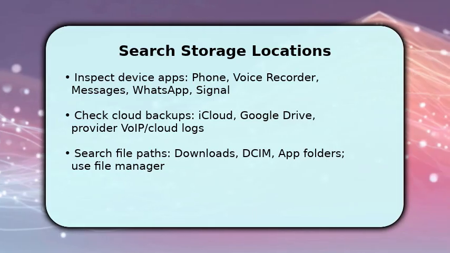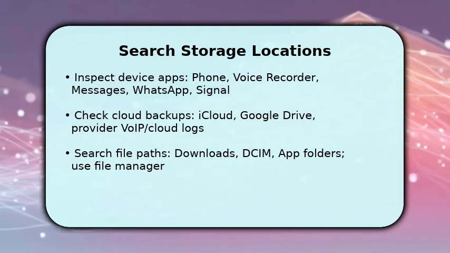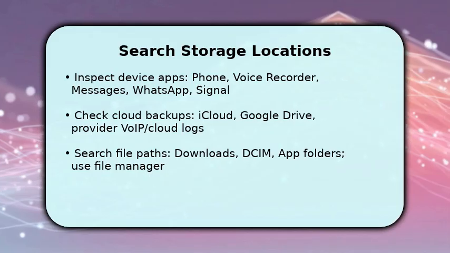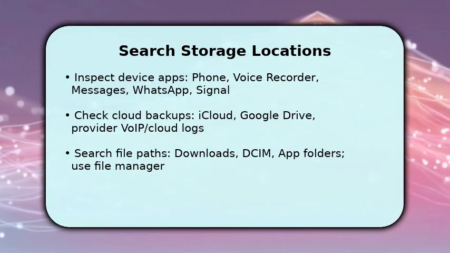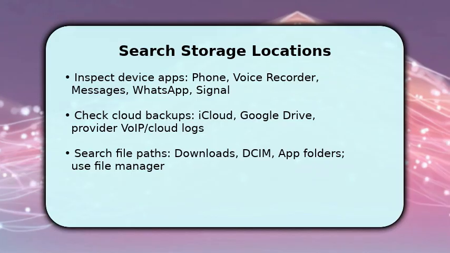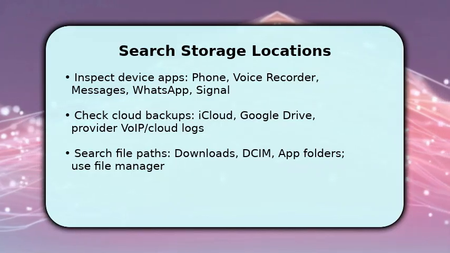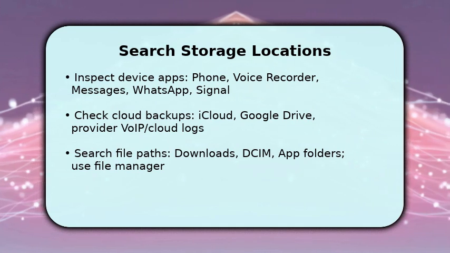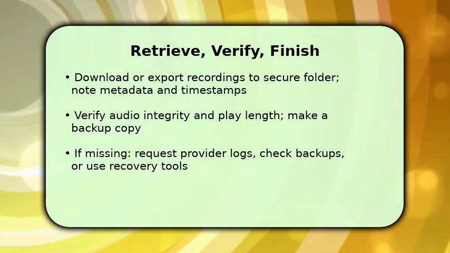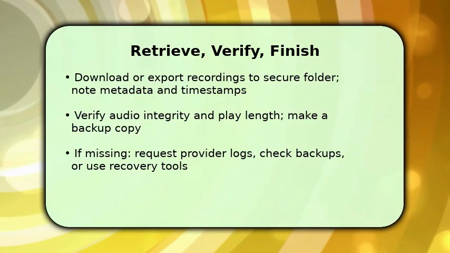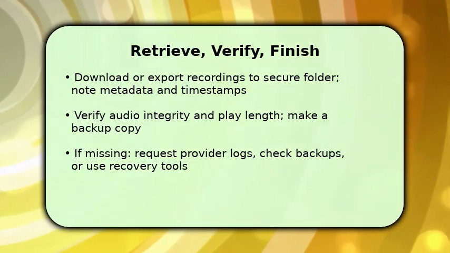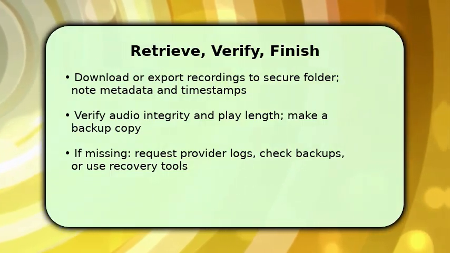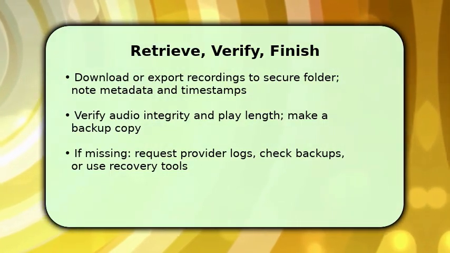If nothing shows, use a file manager to search common directories by file type and recent modified date. Make sure you download any found files immediately and verify them by checking timestamps and playing a short clip to confirm content. Once confirmed, create two backups, one local and one encrypted cloud copy, and record metadata: caller, date, duration, and device. If a recording is missing, escalate.